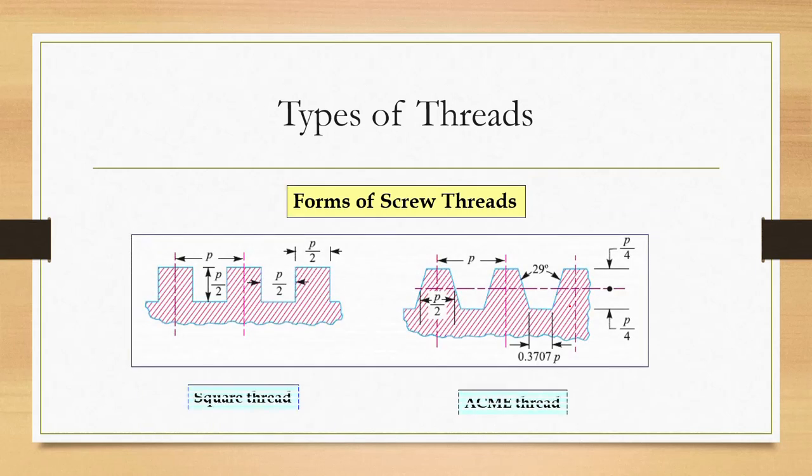Similarly, we have the square thread and the acme thread. Square threads are generally called power threads, and if you need to transmit power, then these threads are used, like lead screws in lathe machines or in other applications. There could be a straight thread where the angle is 90 degrees, or there could be a thread where the angle is 29 degrees, called acme threads. So there are other types of threads as well.